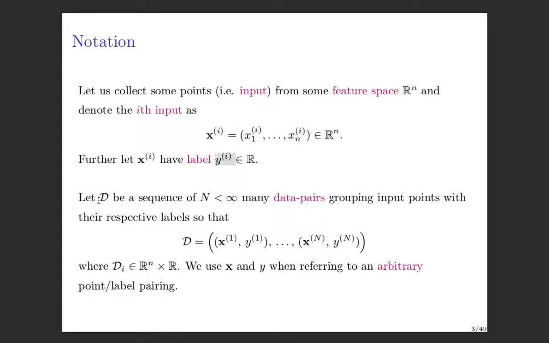This D is going to be a sequence of n finitely many data pairings, and we're going to group input points with their respective labels. So I'm just going to basically run through D like our for loops. I'm going to say for some x, y in D, I'm going to pull out one of these data points.